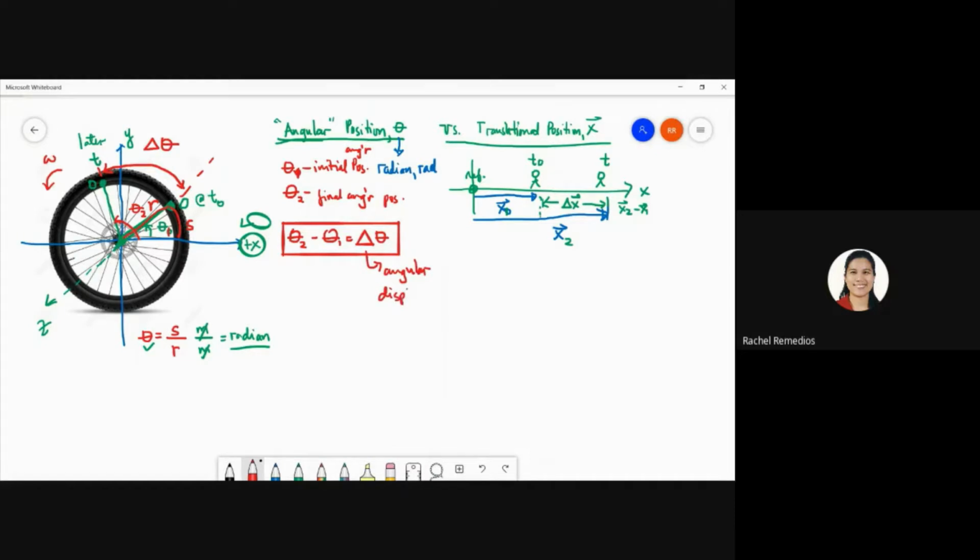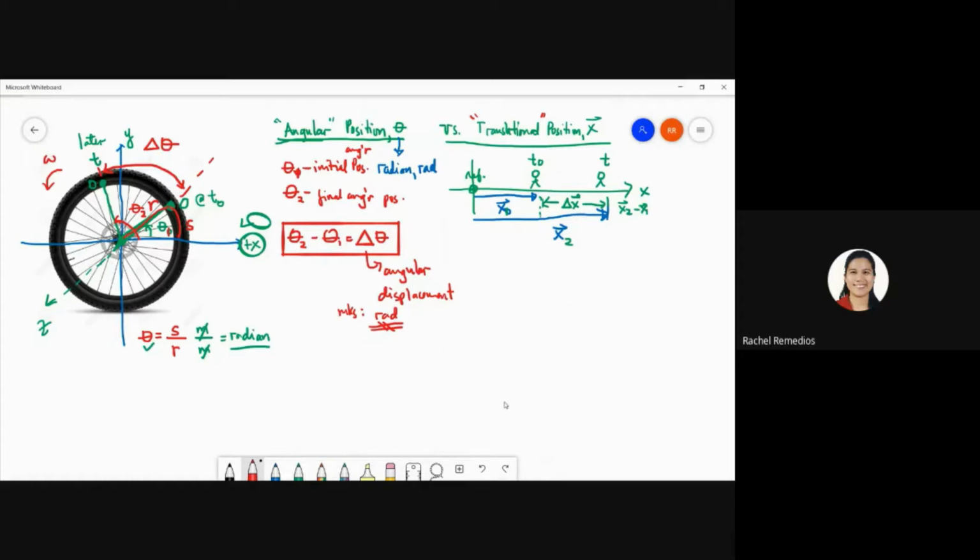Okay, kailangan talaga sabihin mo yung qualifier na angular. Pag translational, hindi na natin sinasabi ang word na translational. It's simply position, displacement, etc. Okay, angular displacement. And then the MKS unit is radian. Ayan. Okay, now balik tayo.